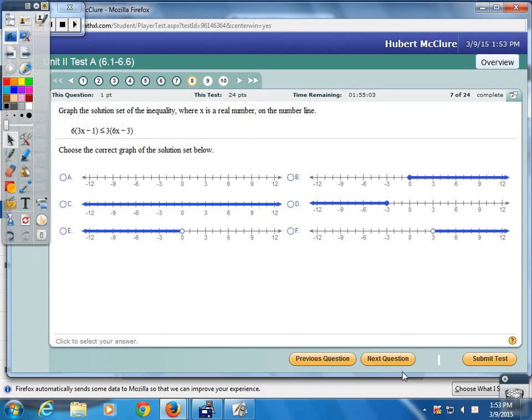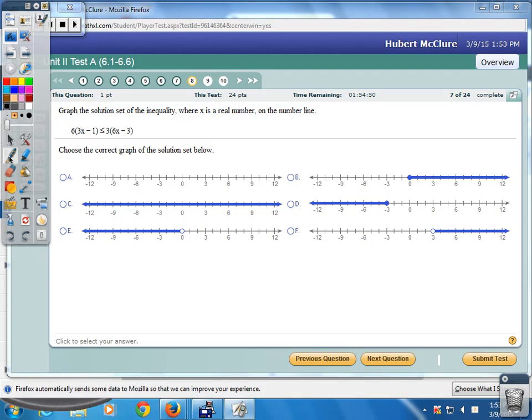Inequality. Does this one say integer? Yes or no? No, it does not. So therefore, it's going to be shaded. It's not going to be dots. You don't have any dots, so you don't need to worry about it.